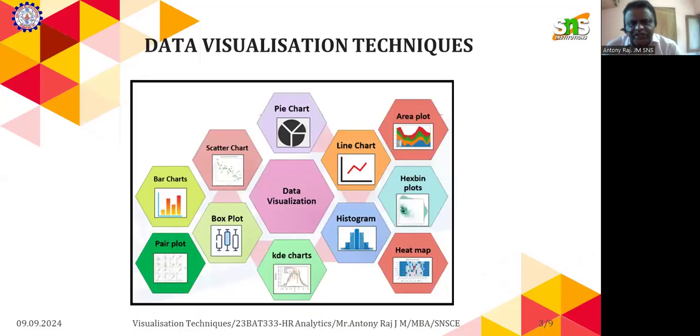These are the various data visualization techniques. You have plain bar charts, which we have been doing from our school days, histograms, and pie charts. These are very familiar to us. Now, the scatter chart is a very innovative tool. So is a heat map, as well as box plots, hex bin plots, and area plots. There are a lot more, but these are some of the prominent ones that are used quite widely.